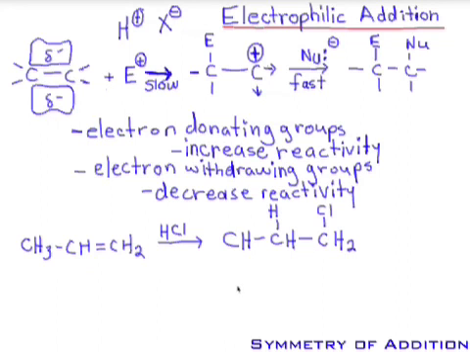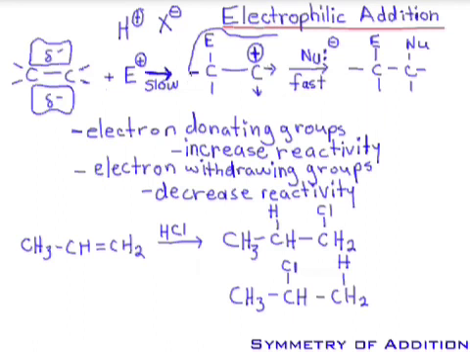Or I could also envisage the reaction where it adds the other way. The Cl adds here, and the H goes the other way. At first, you would think both products are possible. But the answer to which product forms actually depends on the carbocation. See, all our rules for carbocation formation apply.